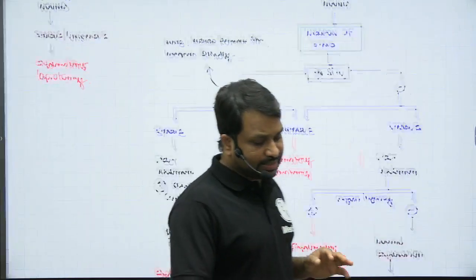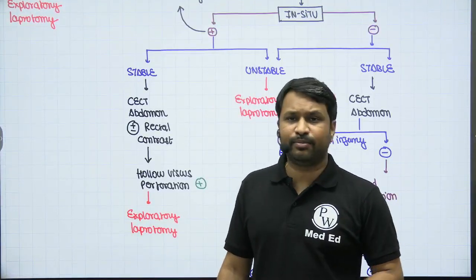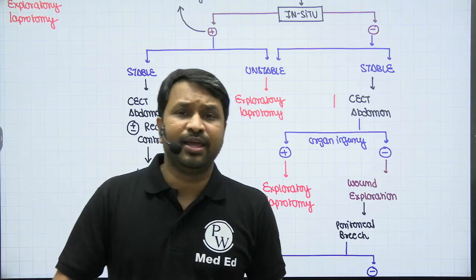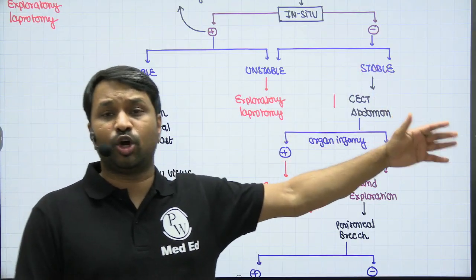Now you'll see stable, unstable. Unstable, laparotomy. Stable, you'll do a CECT abdomen, look for hollow viscus perforation. If present, take for exploratory laparotomy. If not, assess the other organ injuries as well.